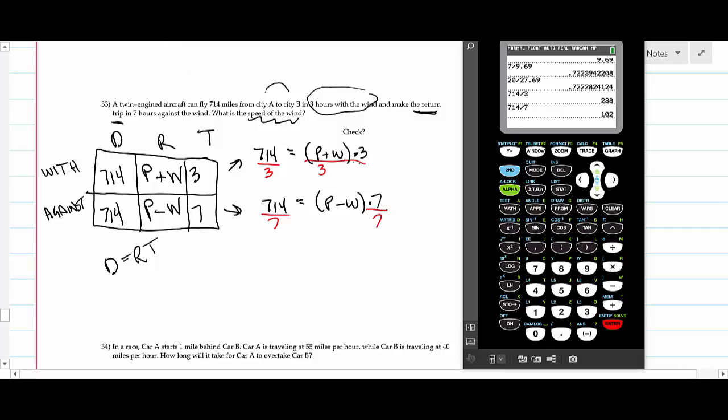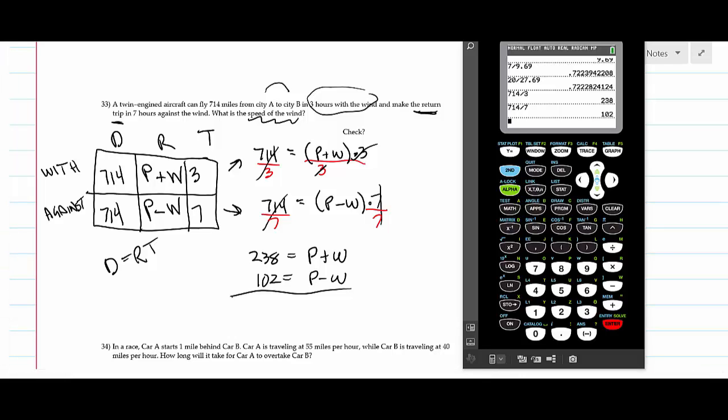Okay, this is the same stuff that we did earlier in the semester. So 714 over 3 was 238. The 3's would cross out, leaving you P plus W. Okay, 714 over 7 was 102. The 7's cross out, leaving you P minus W. Now what we're going to do is solve that by elimination. See, the W's eliminate, don't they? Right? So I just took my calculator and divided both sides of this equation by 3 and this one by 7. So add this up.